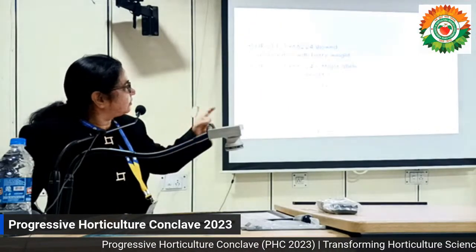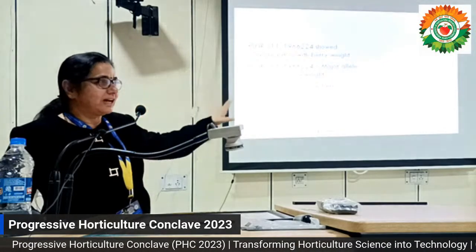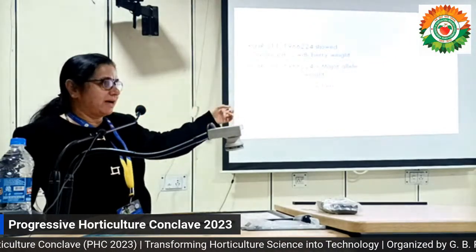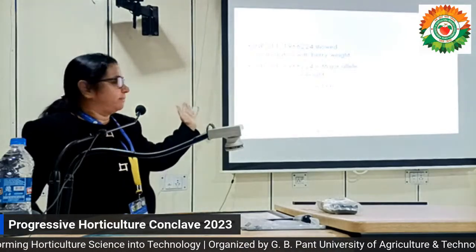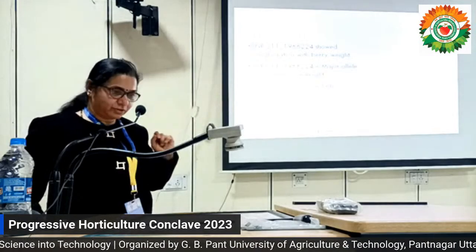I think there is a photograph which is not shown. One of the allele specific markers I wanted to show is segregating clearly between low berry rate and high berry rate. Somehow this photograph is not shown here.